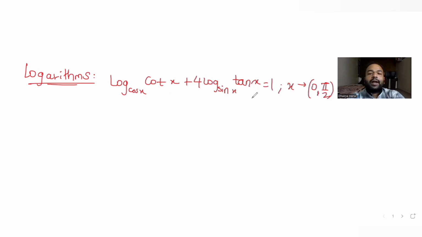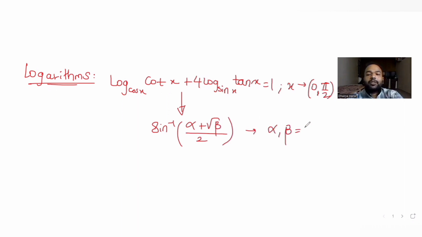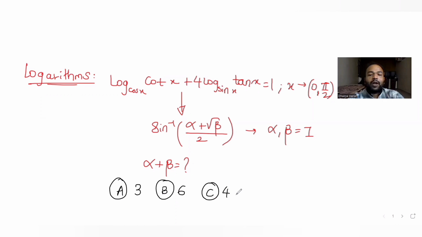Further, we have been told that the solution of this equation is sine inverse of (alpha plus root beta) upon 2, where alpha and beta are some integer values, and we have been asked to find the value of alpha plus beta. The options given are 3, 6, 4, and 5. So we need to figure out which of the four options is the correct value of alpha plus beta.